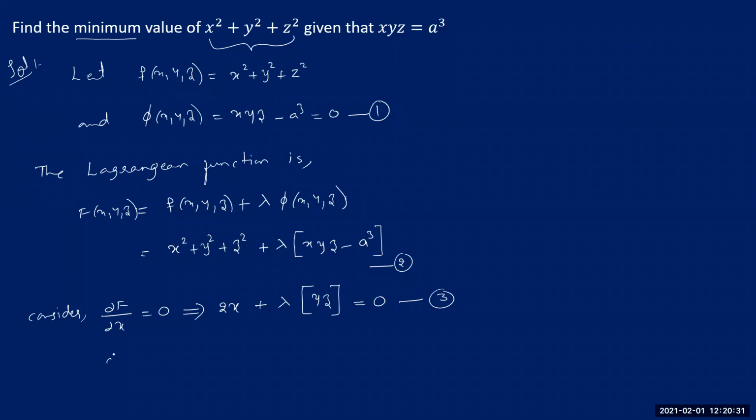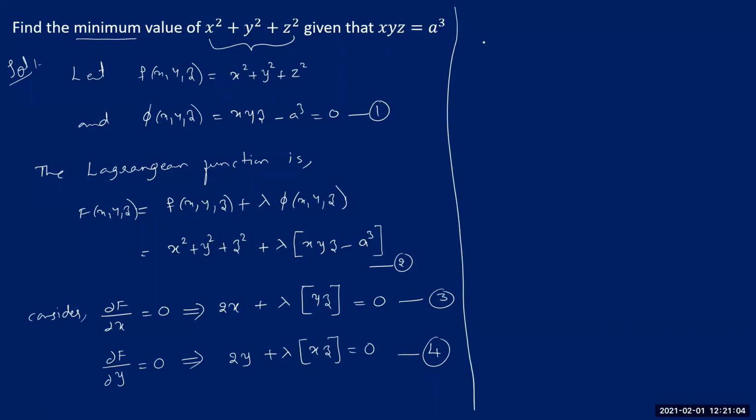Then similarly, if I differentiate f with respect to y, and I'm also equating this to 0, then what you get here is only 2y, because x square and z square are constants and therefore their differentiations are zeros. Plus lambda times, when you differentiate xyz with respect to y, it is xz, equals 0. And now I'm taking this as equation 4.